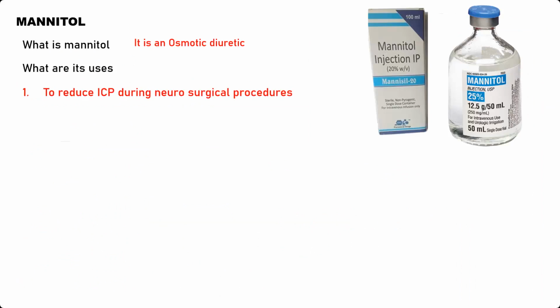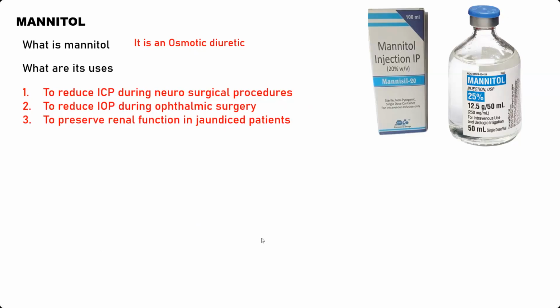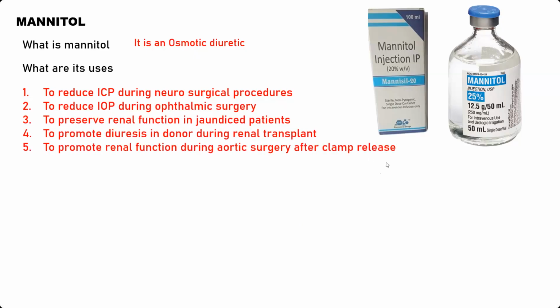Mannitol. This is another drug you may be using. What is mannitol? It is an osmotic diuretic. Why is it used? To decrease intracranial pressure, to reduce ICP during neurosurgical procedures. To decrease IOP during ophthalmic procedures. To cause diuresis and promote renal function in jaundice patients, especially obstructive jaundice. Then to promote diuresis in the donor during renal transplant, and to promote renal function during aortic surgery after release of the clamp. What is the half-life of mannitol? About 100 minutes.